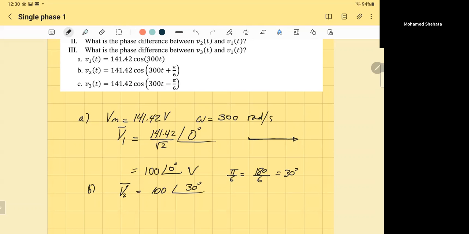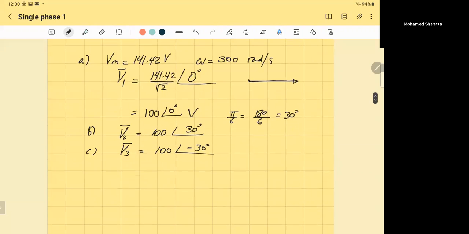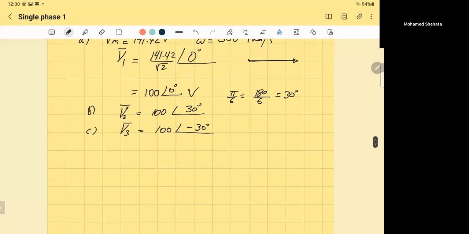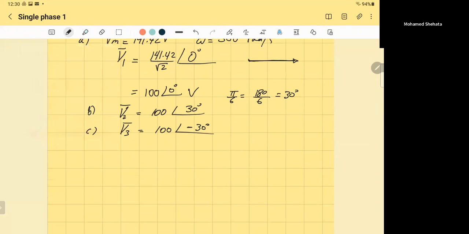That's the voltage V2. What about V3? It would be the same thing. It's just the shift is different. It's negative, so it'd be negative 30 degrees. How do we sketch the three voltages? That's V1, and all of them have the same magnitude. I'll write that's the V1 phasor. The second one, 100 and angle 30, positive.